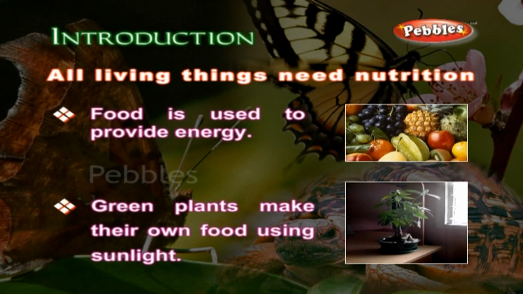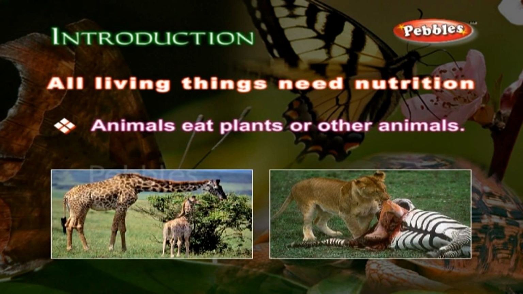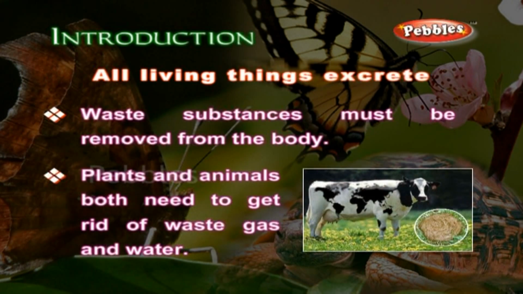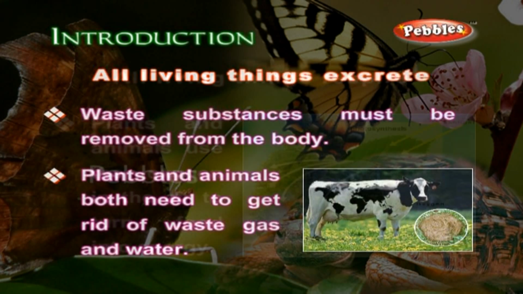All living things need nutrition. Food is used to provide energy. Green plants make their own food using sunlight. Animals eat plants or other animals. All living things excrete. Waste substances must be removed from the body. Plants and animals both need to get rid of waste, gas and water.